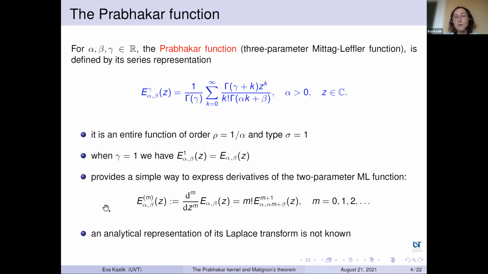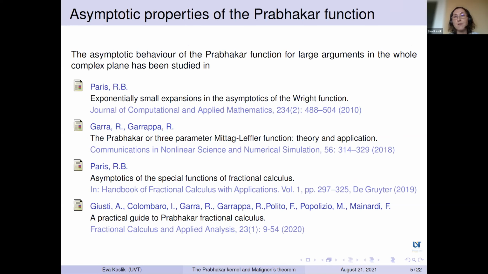And also, an important feature of the Prabhakar function is that it provides a very simple way to express derivatives of 2-parameter Mittag-Leffler functions. Namely, the mth order derivative of the 2-parameter Mittag-Leffler function can be expressed as m factorial times the Prabhakar function with the coefficients alpha, alpha m plus beta, and m plus 1. Maybe a shortcoming is that an analytical representation of the Laplace transform of this function is not known, but we will actually work with Prabhakar kernels, for which the advantage is that the formula for the Laplace transform is known.